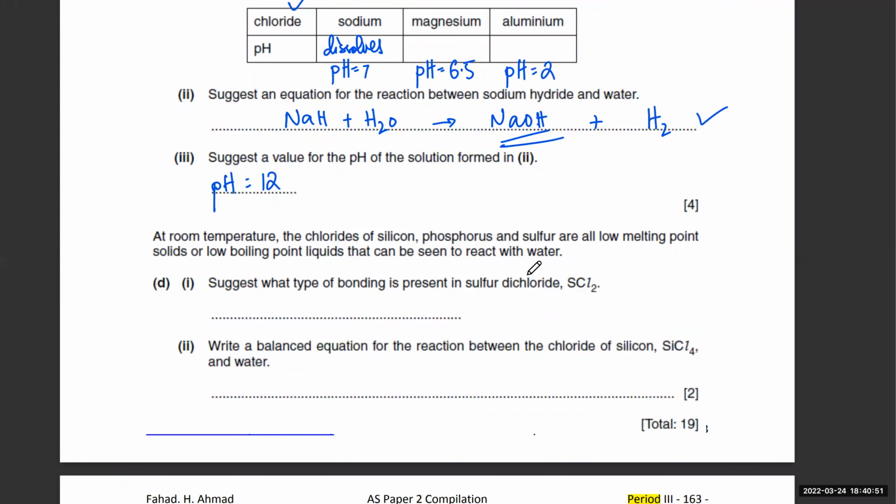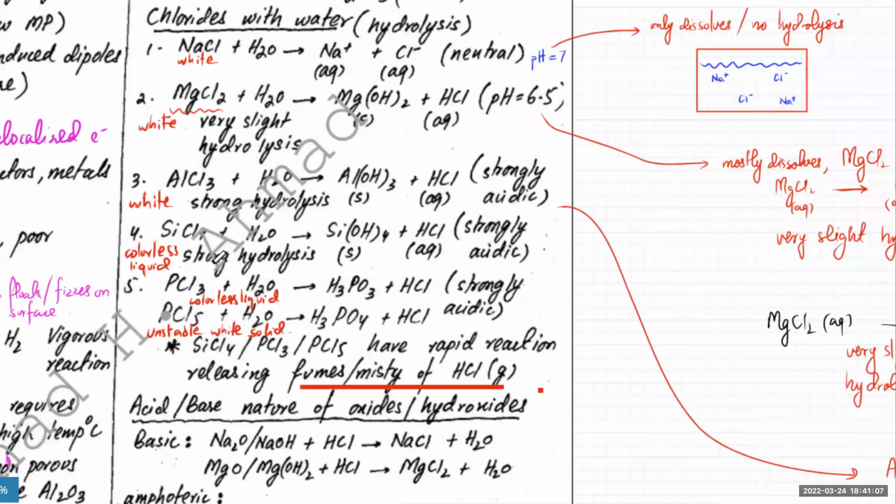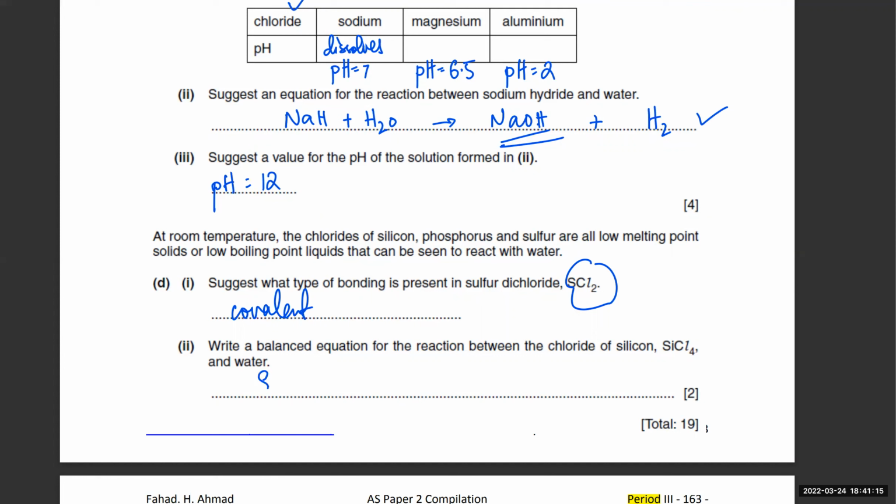Here, character type of bonding is present in SCl2. That's a covalent molecule. That's simple covalent bonding. So we just have to tell the type. That's covalent. Write a balanced equation of the reaction of SiCl4 with water. So वो ये लिख देनी है कि SiCl4 with water ये it's SiOH4 or SiO2 plus HCl. That is what the reaction is. Hydrolysis will happen and it's going to react with water. It will form SiOH4 and HCl. That's it. चल ठीक है, कल कंटिन्यू करते हैं.